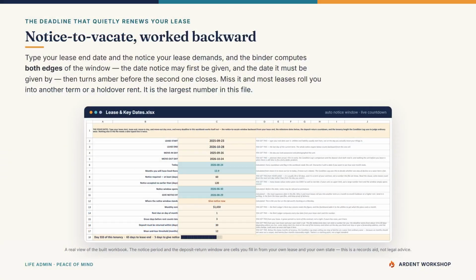It starts with 4 dates you type once, because a tenancy has 4 moments that are almost never the same day. The lease start, the day you actually move in, the lease end, and the day you hand back the keys. From those, every deadline in the file works itself out, including the one that quietly costs the most. Give it your lease end date and the notice your lease demands, and it computes both edges of the notice to vacate window, then turns amber before it closes.